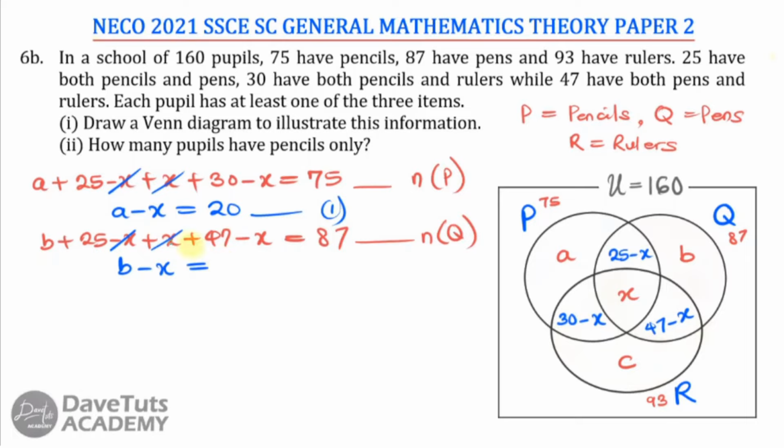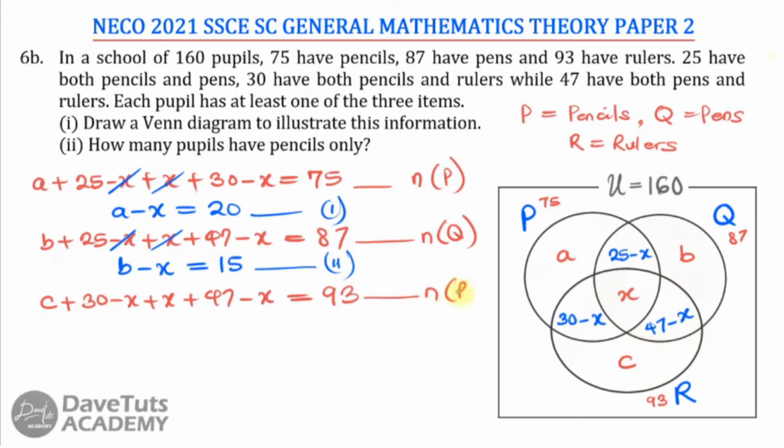When 72 moves to the other side, I have 87 minus 72, so that will be 15. So this is equation 2. Okay, and then in the third one, if I consider those pupils with rulers, I will also add each of these entries. So I'm having c plus 30 minus x plus x plus 47 minus x is equal to 93. This is the number of pupils that are having rulers.